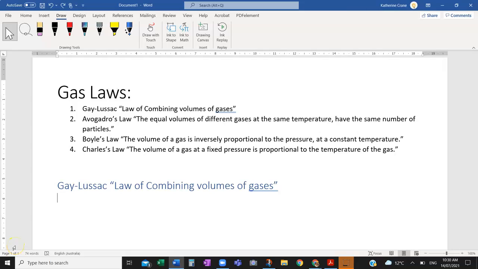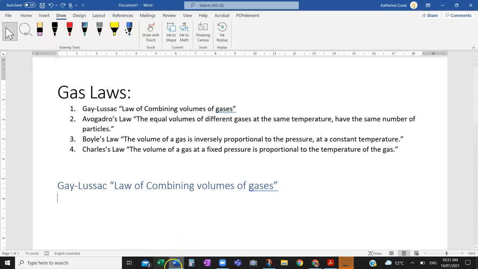Welcome, chemistry. We are going to finish off our topic on quantitative analysis. Today, we're looking at gas laws. And instead of you knowing each of these laws individually, I mainly want you to be able to do the calculations and use the gas law, the ideal gas law we'll look at at the end.